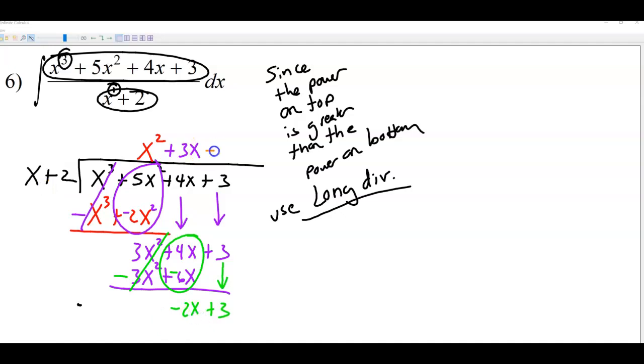All right, next we're going to ask ourselves, what do I multiply x by to get negative 2x? And the answer is negative 2. I will multiply that times both of those and put it underneath, and I get negative 2x minus 4. And then changing the signs on the bottom because of the subtraction, these go away, and then we're left with 7.